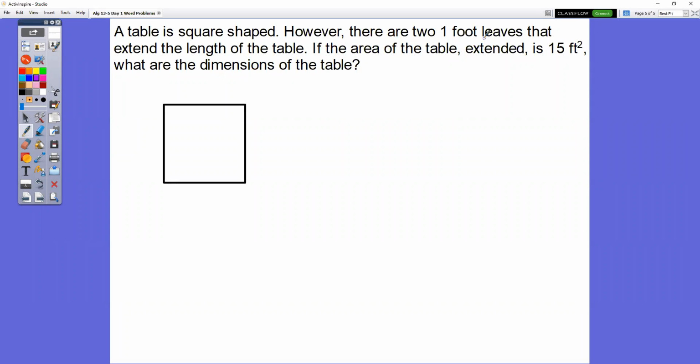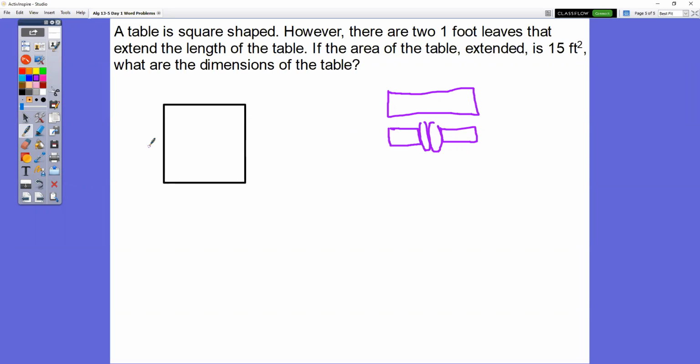Now, if you don't know what a leaf of a table is, think about Thanksgiving. You normally have a rectangular table. What happens in a leaf of a table is these 2 sides get pulled out, and they add pieces to the middle of the table to make it longer.